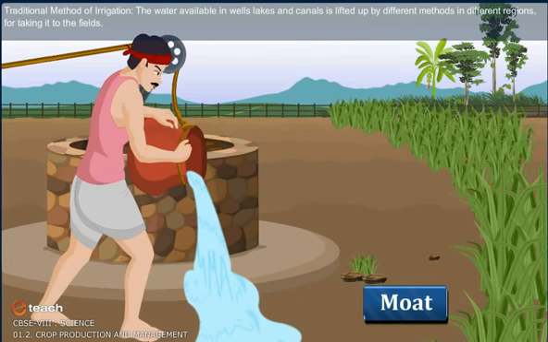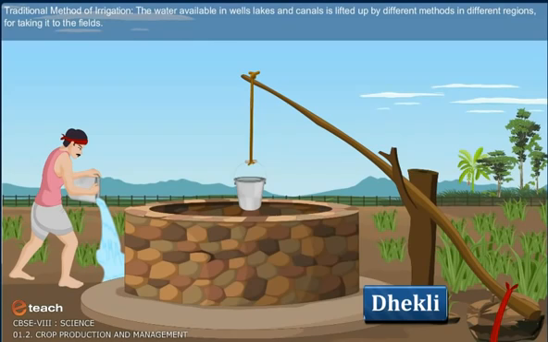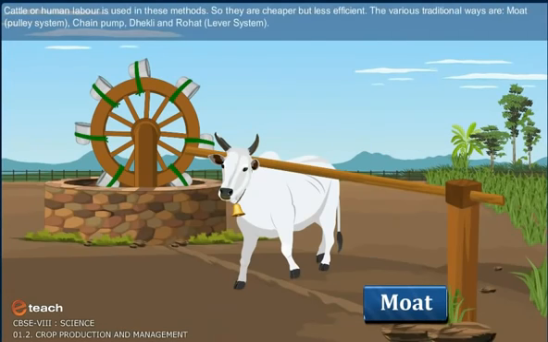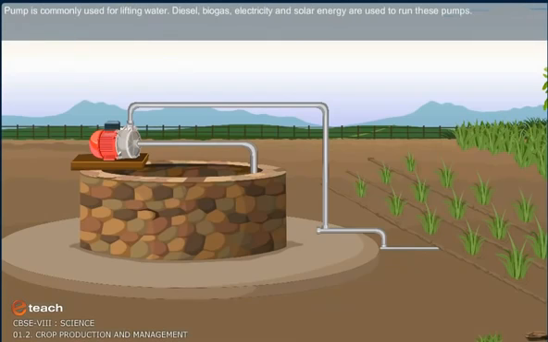Traditional method of irrigation. The water available in wells, lakes, and canals is lifted up by different methods in different regions for taking it to the fields. Cattle or human labor is used in these methods, so they are cheaper but less efficient. The various traditional ways are moat, pulley system, chain pump, dhinkli, and rahat, lever system.